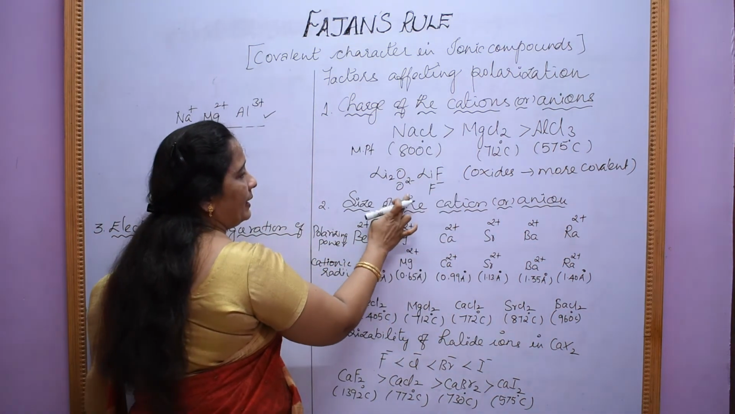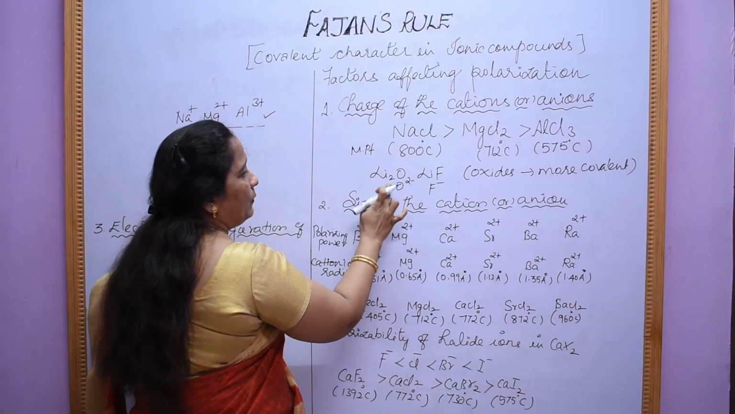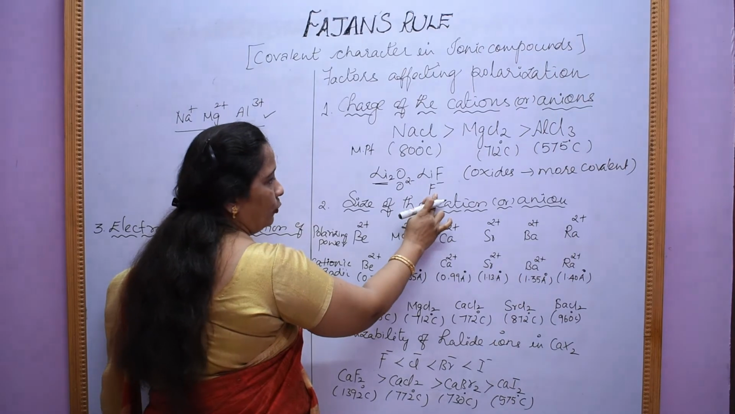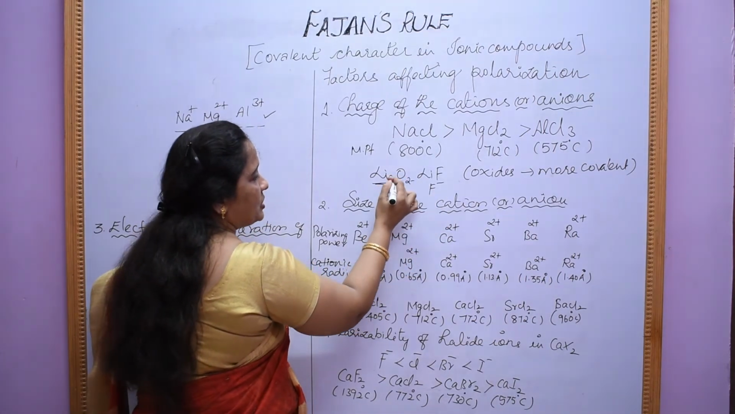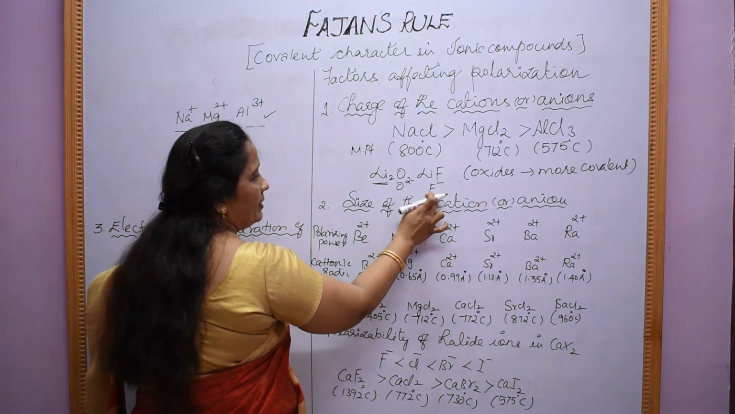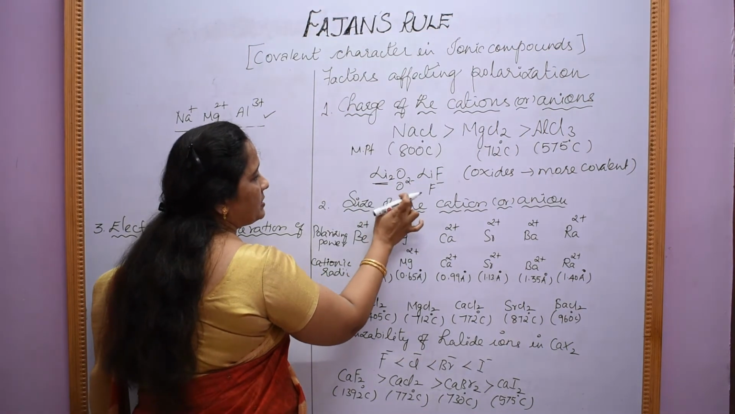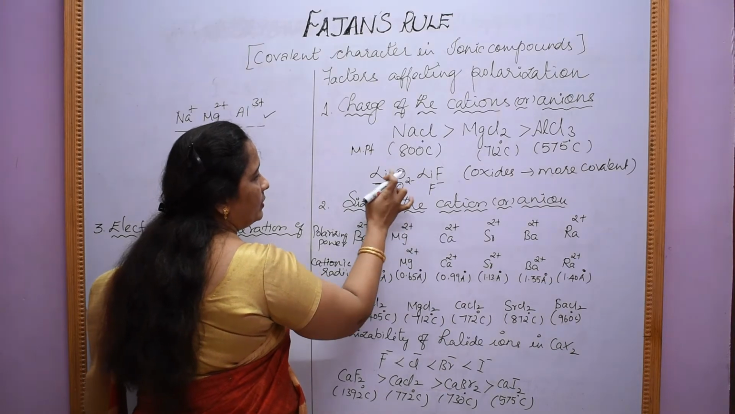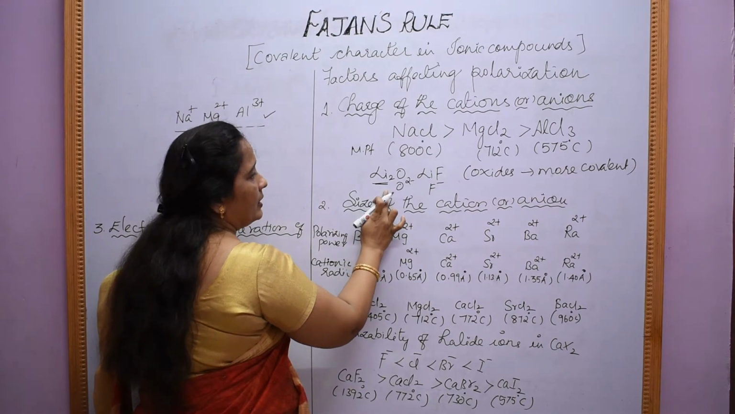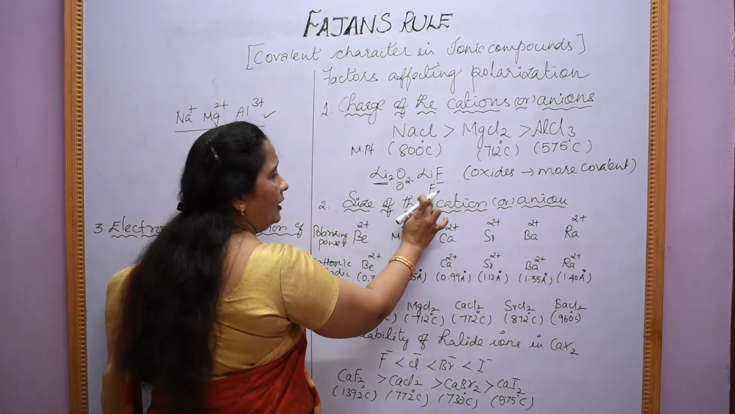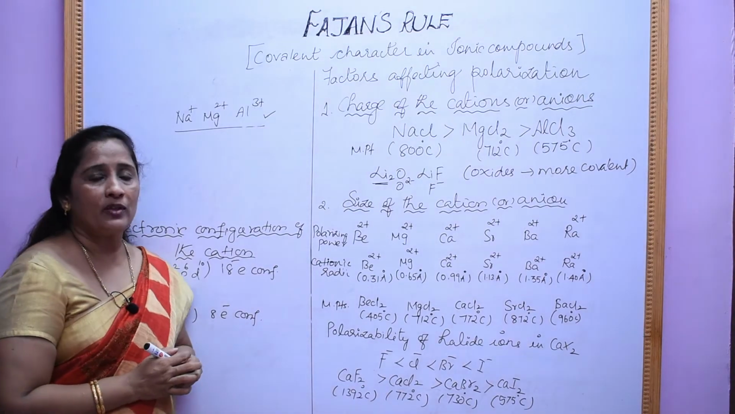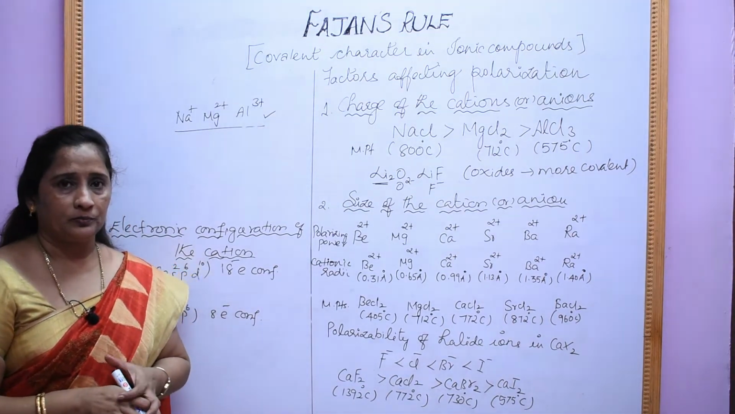So you know O2 minus, the charge is more. The oxides of the metal are more covalent when compared to the fluorides, right? Since the charge of the anion is more, when you compare F minus and O2 minus, the oxides of metal are more covalent than the fluorides. So this is what we see under the charge of the cations and the anions.